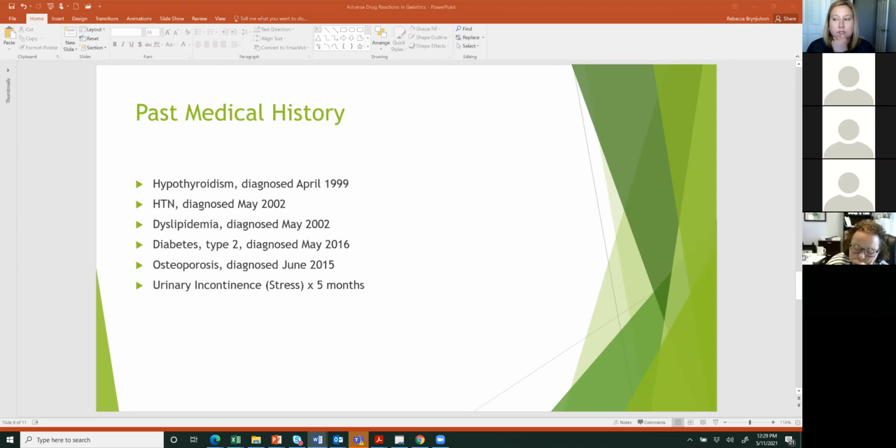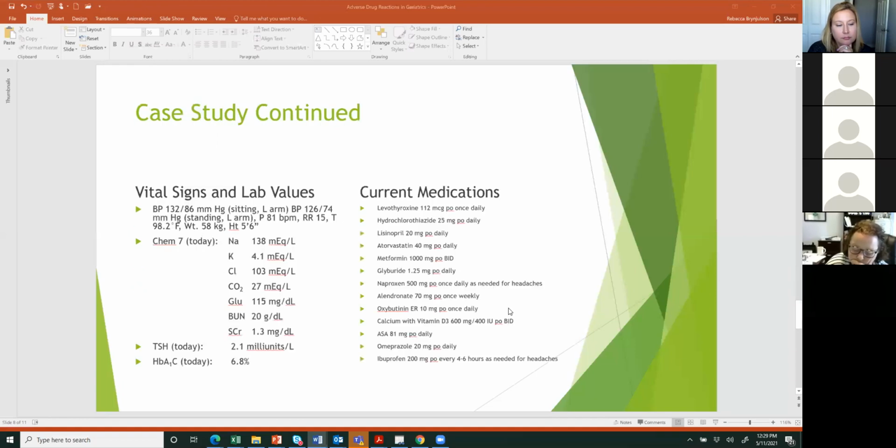All right, so let's look at a little bit more information now that we've kind of framed what might be reasonable for a geriatric patient in looking at goals of therapy. So here are some vital signs and lab values, along with a list of the patient's current medications. For those of you who are worried about orthostatic hypotension, does this patient have orthostatic hypotension?